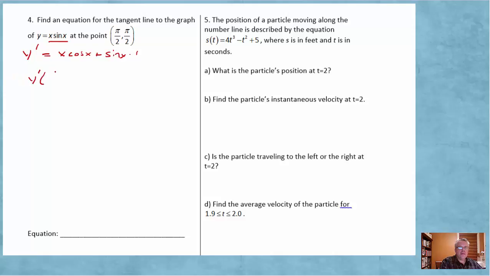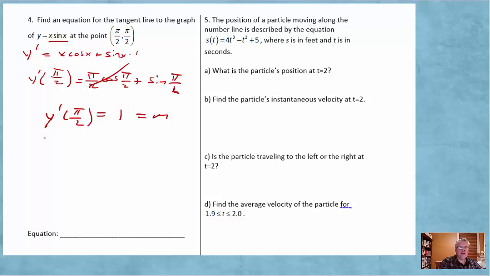Now, so y prime at pi over 2 would be pi over 2 cosine pi over 2 plus sine pi over 2. Cosine pi over 2 is 0, so that's gone. And sine of pi over 2 is 1. So we just get y prime at pi over 2 is 1. And that's our slope, m for our line. So now we can write the equation. We want it at that point. So y minus pi over 2. Oops, not comma. Let me erase that.